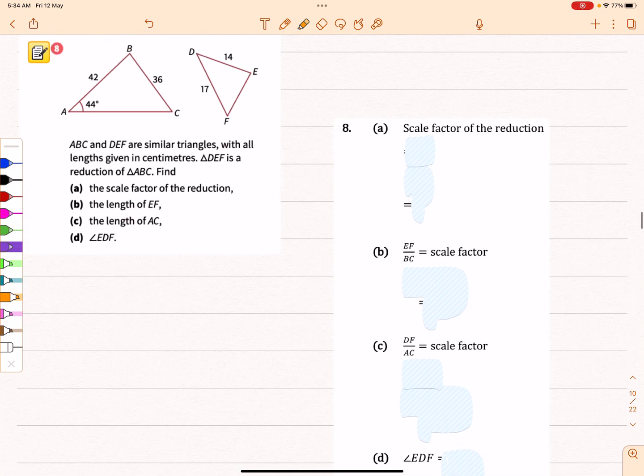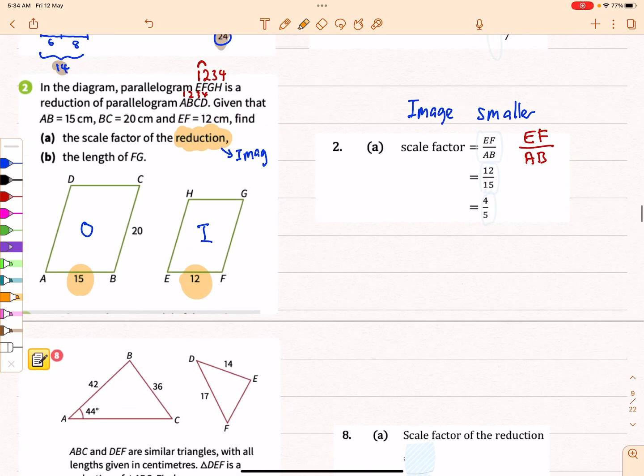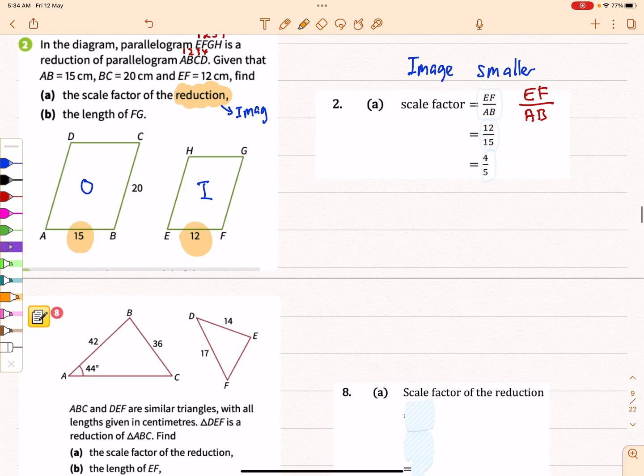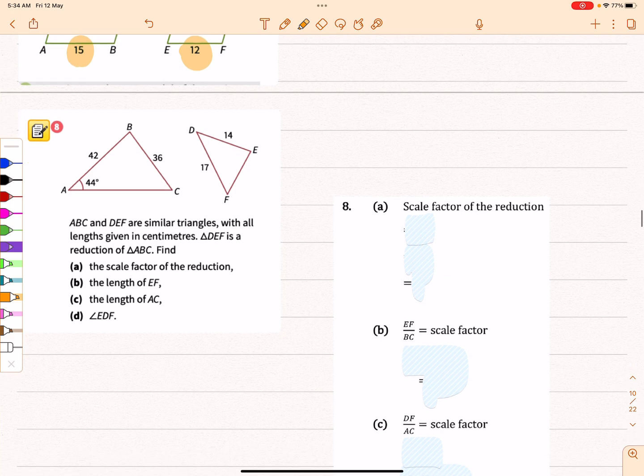Okay, so for question 8, I want to know the scale factor of the reduction. Now this time round, question 2 and 8 look a little bit different, because question 2 I still could use observation, but question 8, I'm not sure this 14 corresponds to the BC or AC or AB, right? So what I could do, if I want to be very sure, first I understand that this is a similar triangle, so I could label the numbers, right?